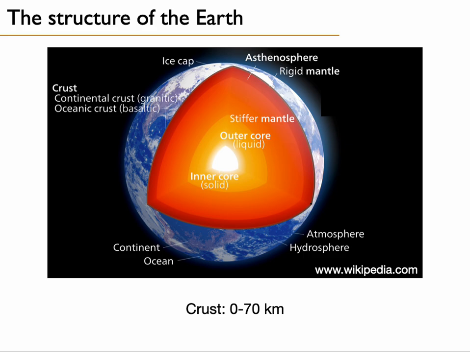The outermost shell looks very tiny on the picture, which is to scale, and this is the crust, and the thickness of the crust will vary between 0 and 70 kilometers in the regions of intense thickening.